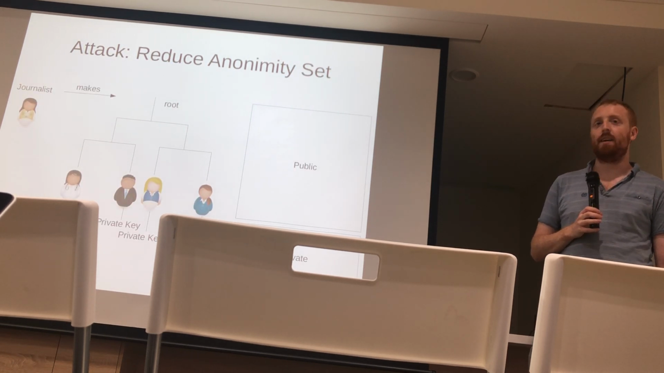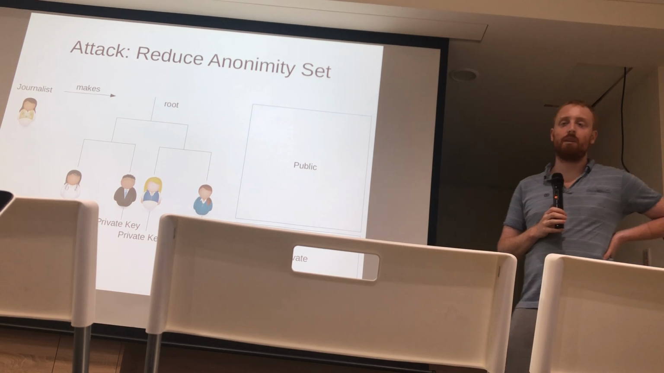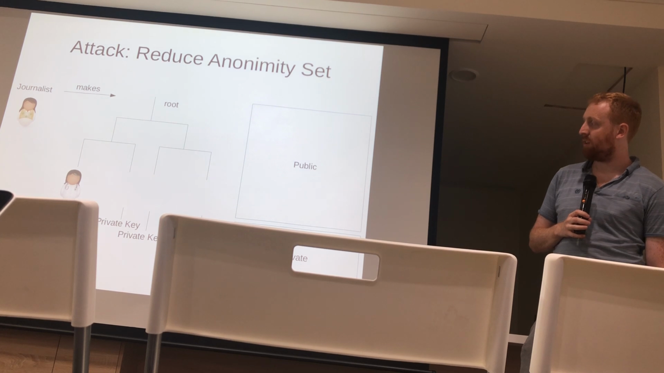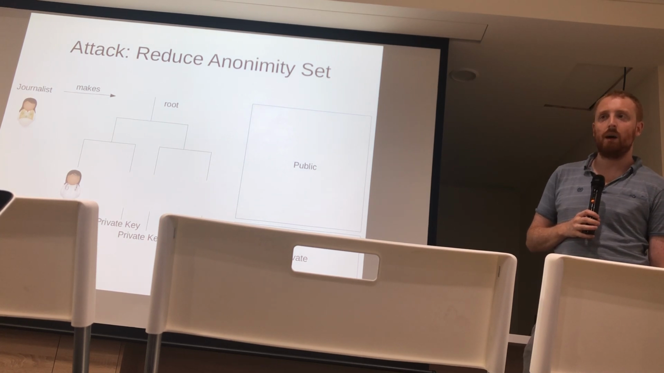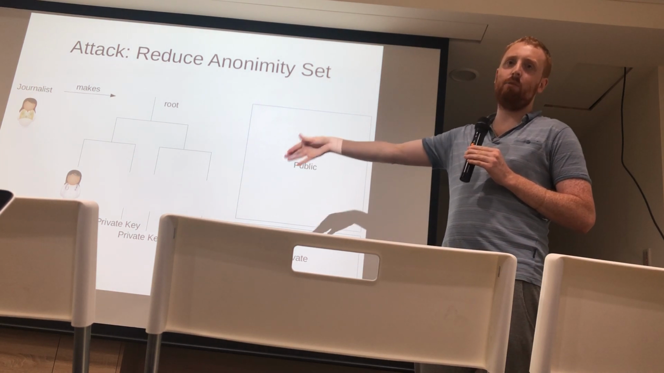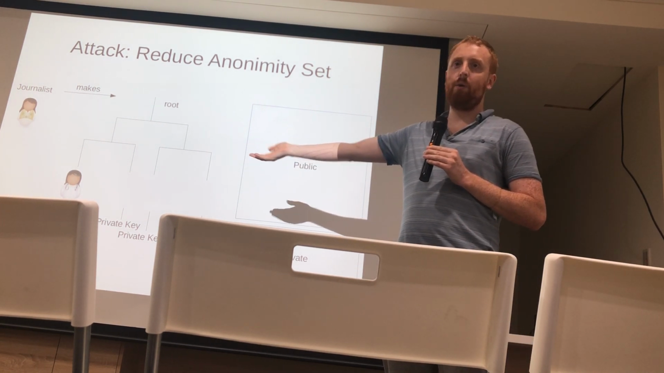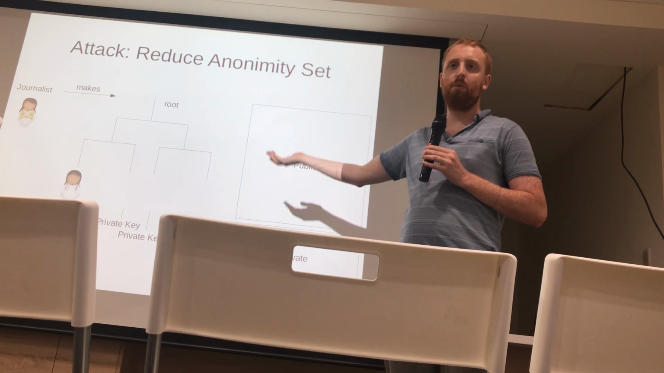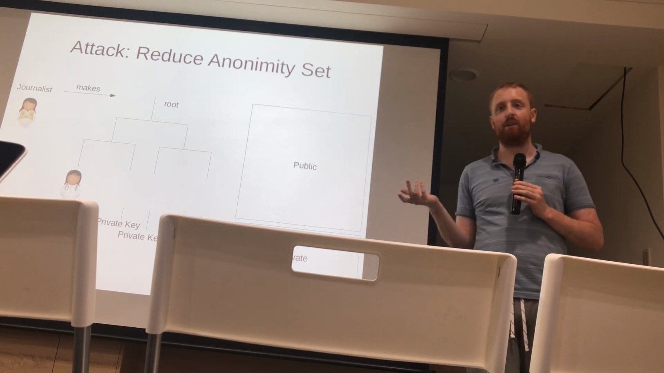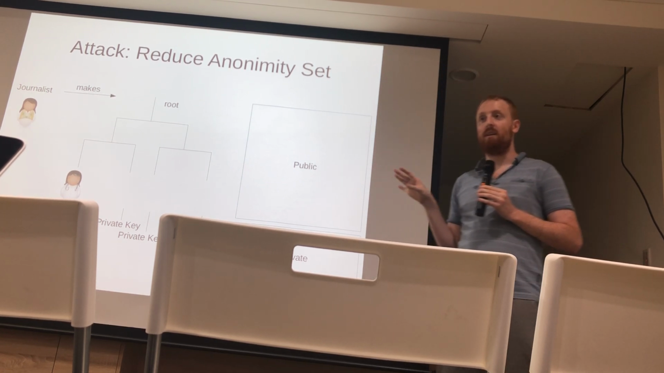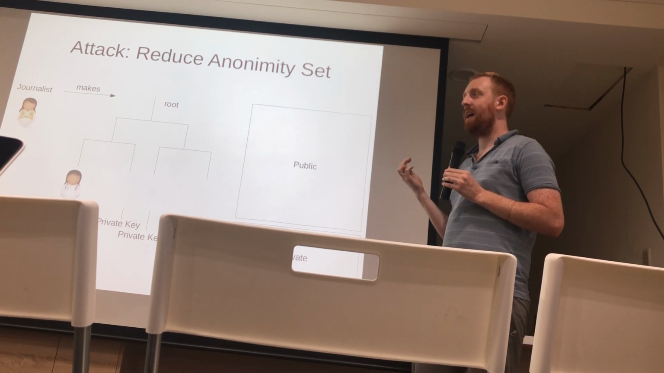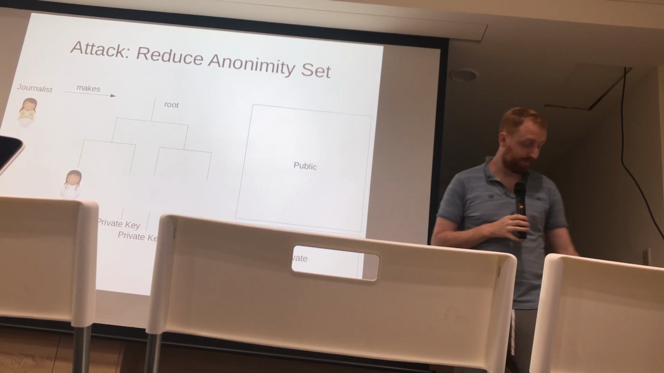Here's one attack that could happen if the journalist was malicious. What the journalist could do is reduce the anonymity set. She could just remove people from the set. And when she removes people from the set, and someone makes a snark proof, we know exactly who made the proof, right? Because there's only one person who's able to make the proofs. So this is one of the major things that you need to worry about, the size of your anonymity set. And if the anonymity set is small, then your privacy is reduced.